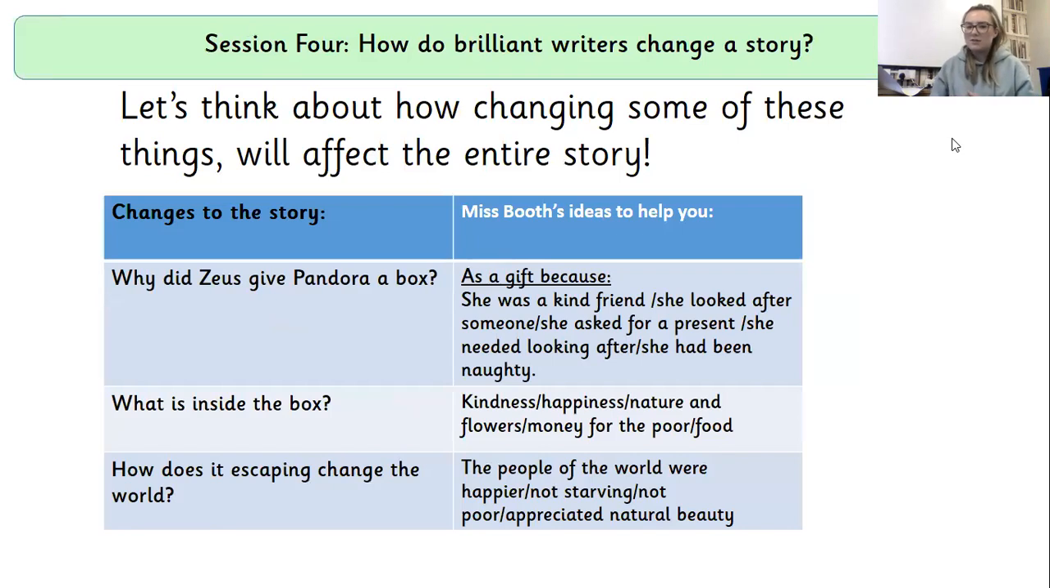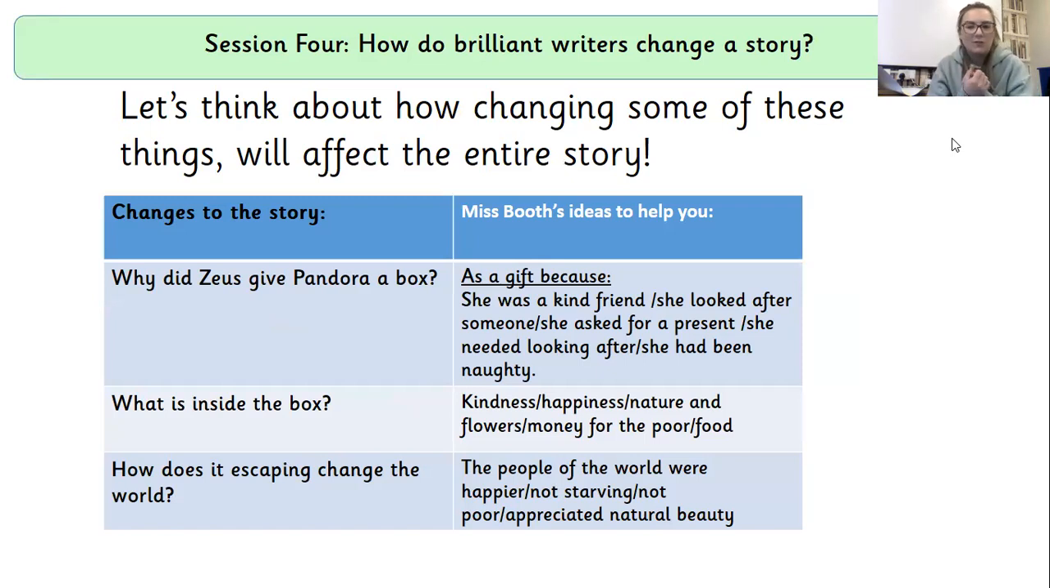So why did Zeus give Pandora a box? Well, I've said that he's still given it to her as a gift. And I've given these reasons. They've got a little line in between them to show you that it's a new reason. So she was a kind friend. She looked after someone. She asked for a present. She might just ask the gods for a present. She needed looking after, or we could go along that line again where she's been naughty. It's up to you.